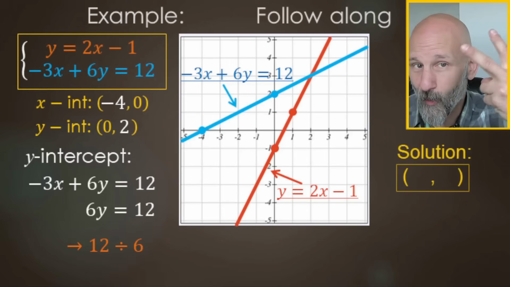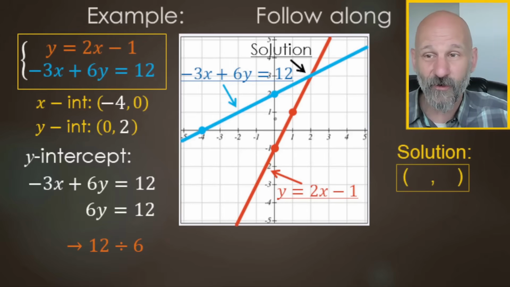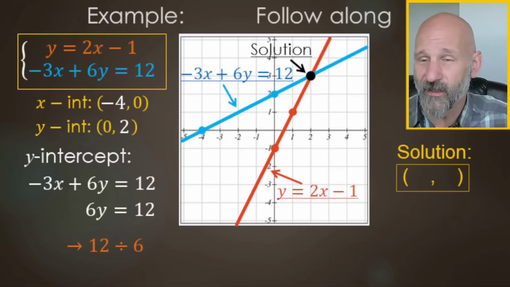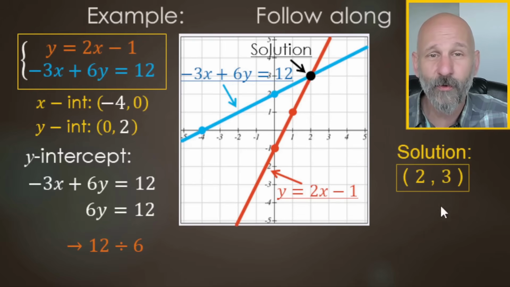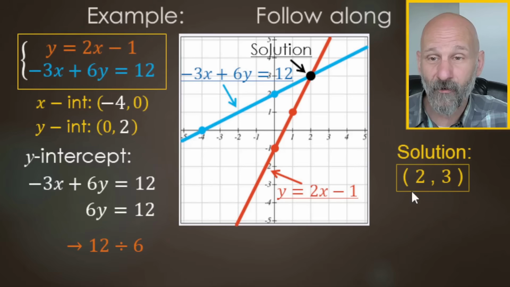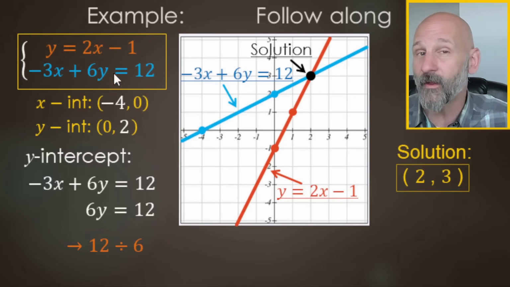Now that we have both lines, we find out where they intersect. That's where our solution is going to be found. That's a 2 on the x, and kind of hard to see here, but that's going to be a 3 for the y. So our solution is 2, 3. That's the ordered pair, the 2 for the x, 3 for the y, that works on both equations.